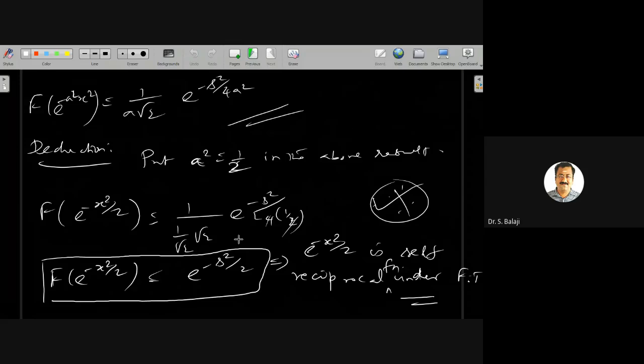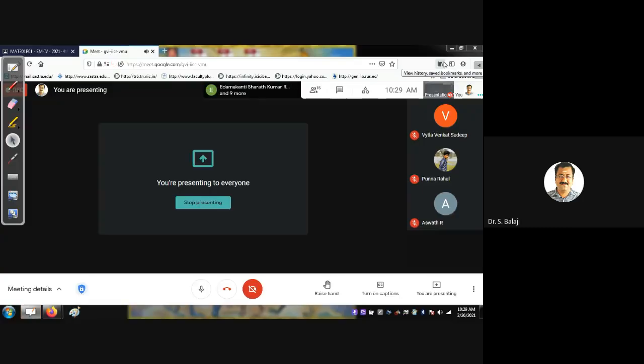Not only for the Fourier transform but for the Laplace transform also, if the transform of any function is itself, it will be a self-reciprocal function. This will be the idea. Do all of you understand these ideas? These 4 to 5 problems are very, very important. All the problems are similar to this way only.